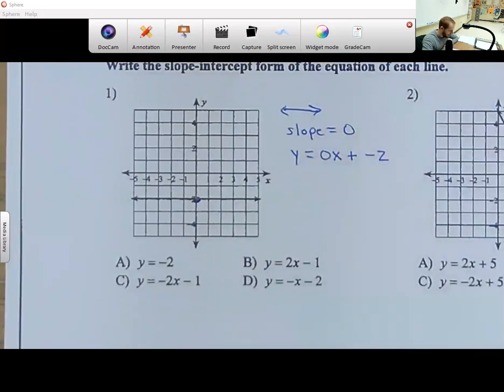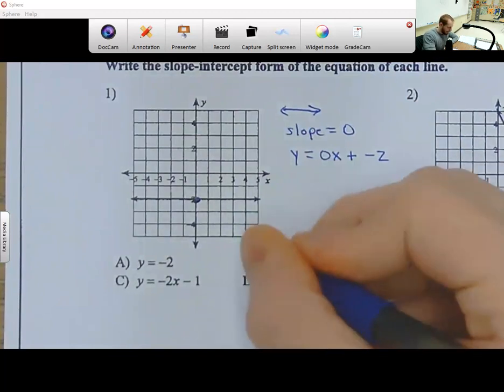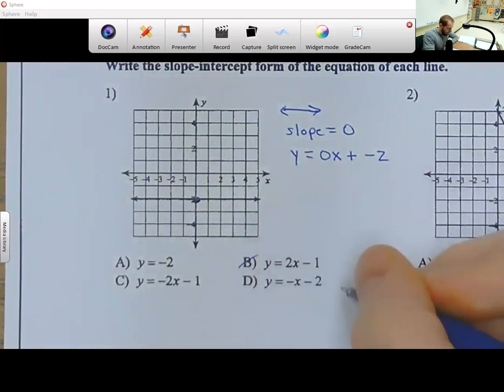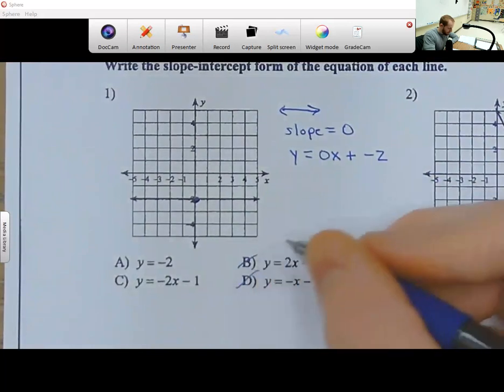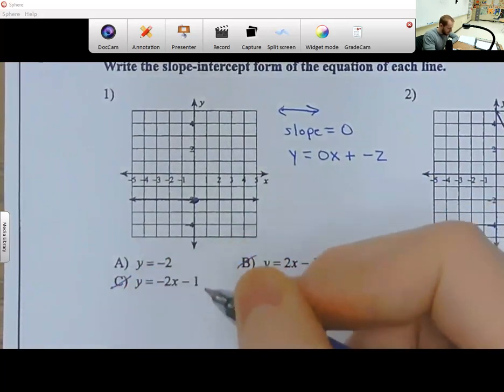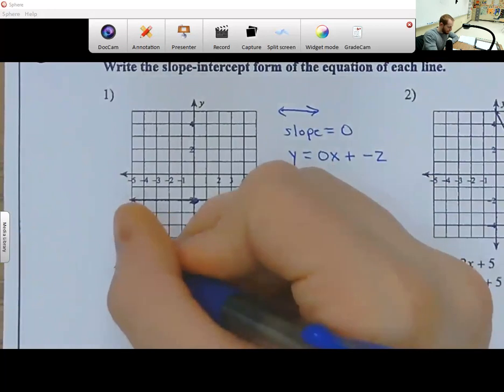So which of these answers best represents that? Well, for B, the slope is 2. Our slope is 0, right? So we can't have that. We can't even have D or C either because the slope isn't 0 there. We would have to choose A.